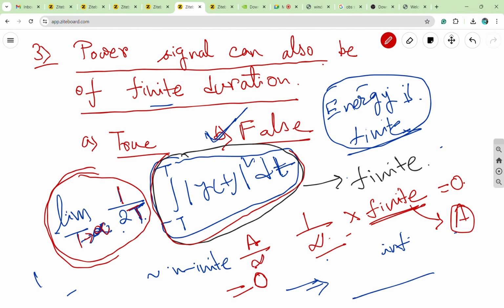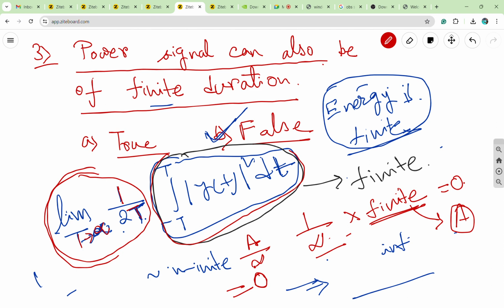Is it okay, or what is the question? Sir, may I know why we take the limit t tends to infinity? Is it because we are considering the entire time domain, or is there any particular reason for that? Yes, because that's the definition.